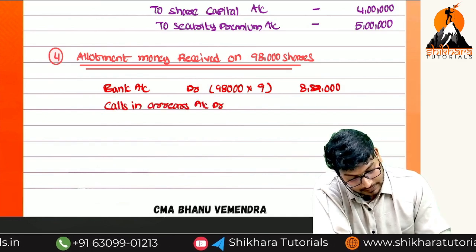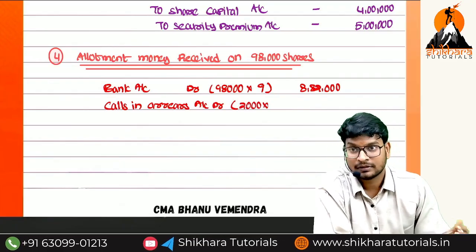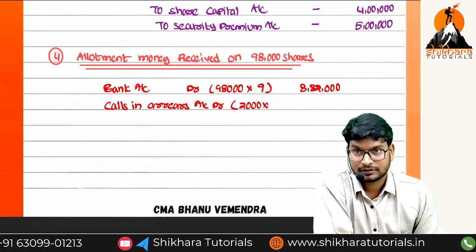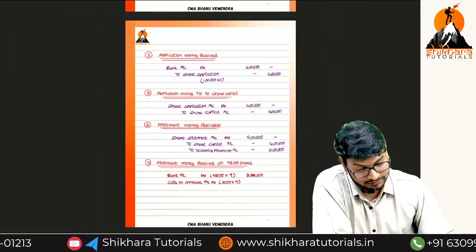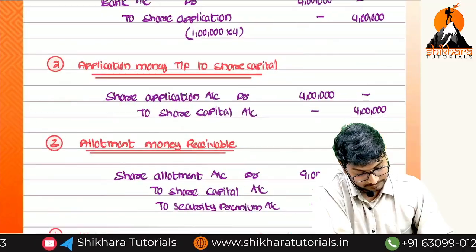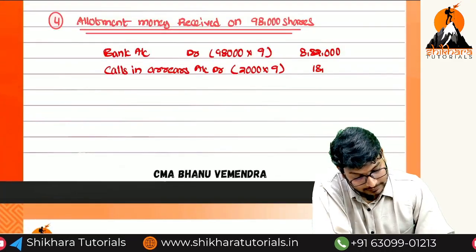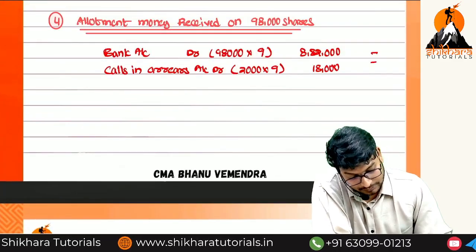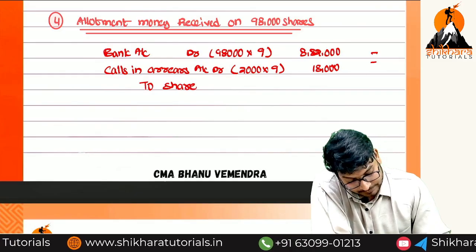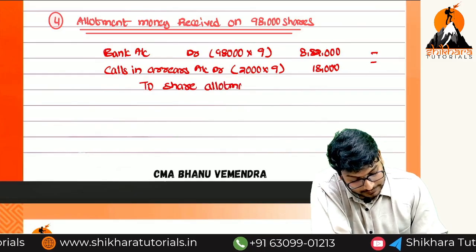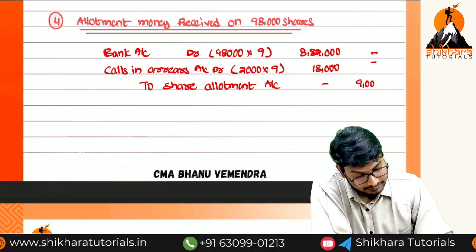Account debit on how many shares ma? 2000 into how much we have not received? Total amount we have not received ma. So 9 rupees. That is equal to how much ma? 18,000. And to credit, what we need to do ma? To share allotment account. What is the total amount ma? 9 lakhs. Super.